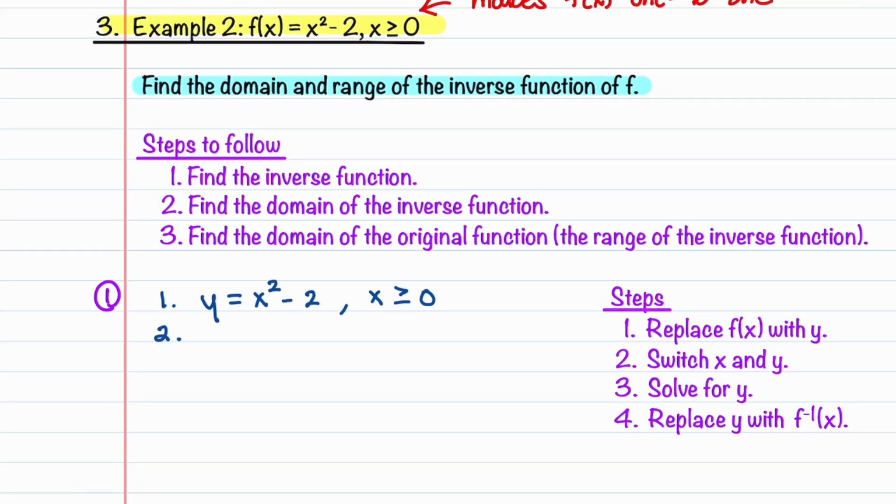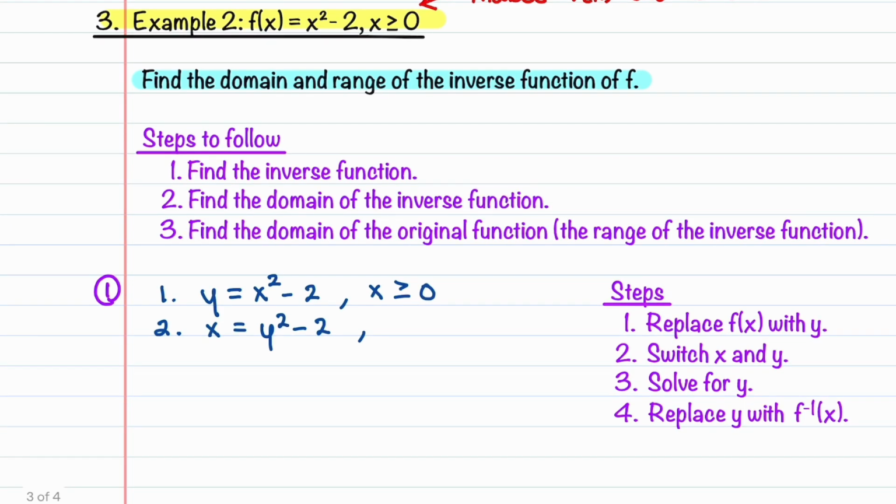Our second step is to switch x and y. So we have an x on the left, and on the right, we have y squared minus 2. Now, here's where it becomes a little bit tricky, but it's not too bad. Notice that we switched our x and our y. So that means our restriction has to switch, and now our restriction is that y is greater than or equal to 0 because we switched x and y.